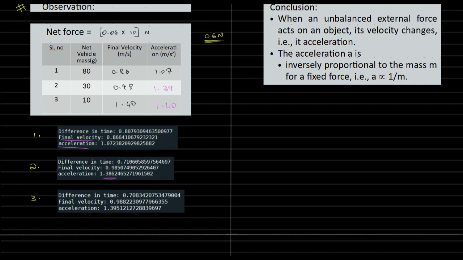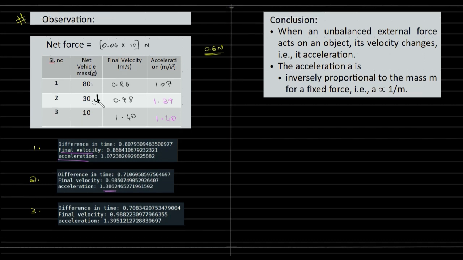So what is happening when we are reducing the mass? Whenever you get any kind of data, you need to learn to read it, understand it, interpret it, and derive things from that. So when I moved from 80 to 30, acceleration increased from 1.07 to 1.39. Further reduction, further increase. So what can we tell? The conclusion is this: when an unbalanced external force acts on an object, its velocity changes, that is, it accelerates. That's true. The acceleration is inversely proportional to the mass m for a fixed force.